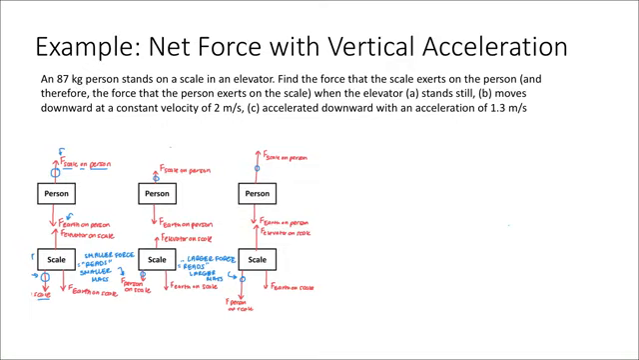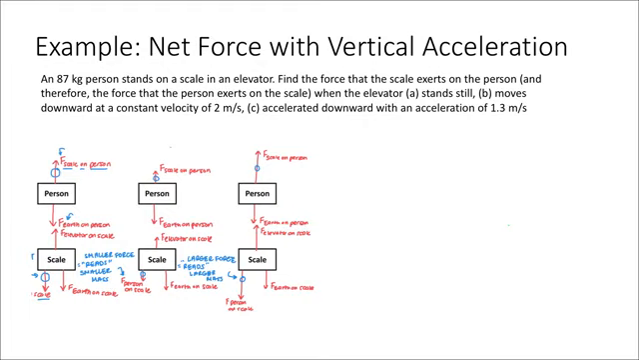An 87 kilogram person stands on a scale in an elevator. Find the force that the scale exerts on the person, and therefore the force that the person exerts on the scale, when the elevator A stands still, B moves downward at a constant velocity of 2 meters per second, and C accelerates downwards with an acceleration of 1.3 meters per second squared.